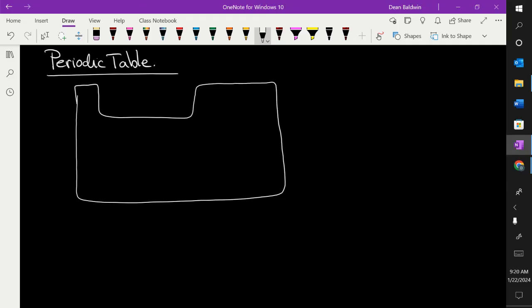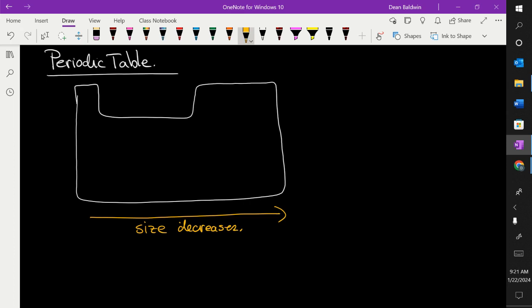Of a periodic table. What happens to the size of the atom as you move left to right? Size decreases. Why does the size decrease? Because there's more protons that are pulling on the electrons, so it shrinks a little bit.